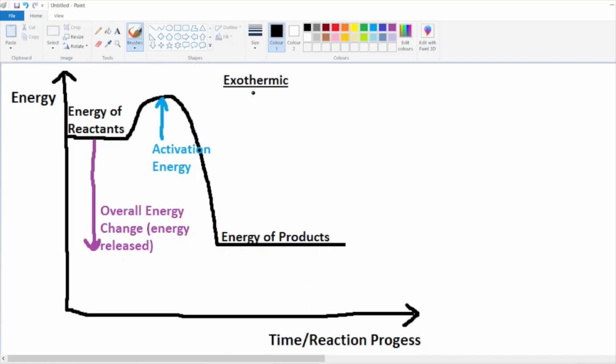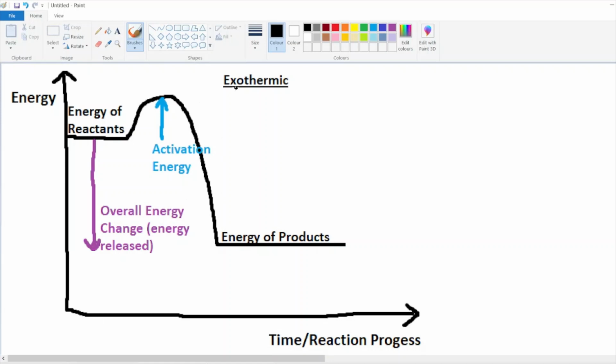So in the case of exothermic reactions, it's energy released, and then this is the amount of energy that the products have. So as you can see, overall in an exothermic reaction, because the reactants have more energy stored inside their bonds than the products do, we can see that energy is being released.